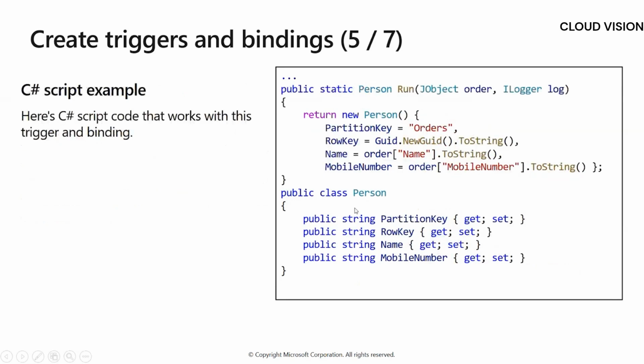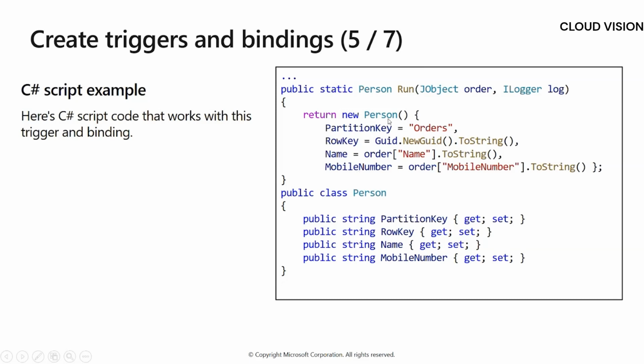Now, this is an example of the code. I have a run method. I check the parameters which you are sending in the query or in the body. But what you can do here is, you are expecting your object type. You are creating your own object called person type. You have a person class and you are creating an object of it. Partition ID is orders, row key is a unique ID, and name is coming from this order. Whatever data you have received from that order, there is a name which you want to store in a name variable. Mobile number is also coming from it.